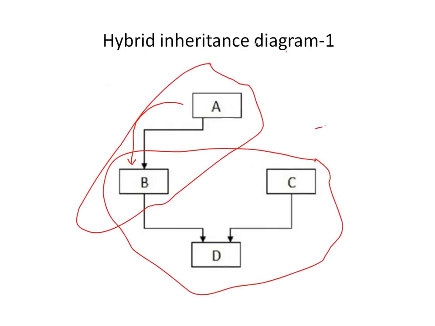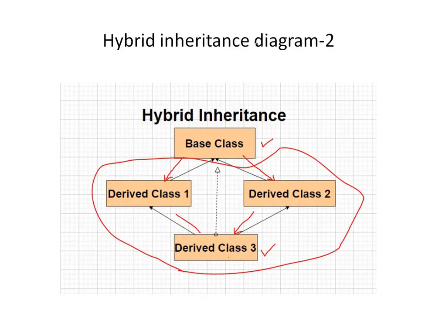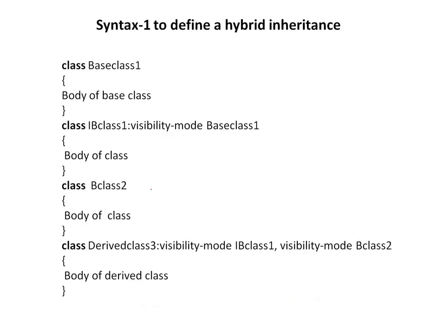Now in this diagram, here we have a path from A to B and B to D. If you take the path from A to B and B to D, here D is the bottommost derived class, A is a base class and B is an intermediate base class. Now if you take the path from C to D, here C is a base class and D is a derived class. Now this is the syntax 1 to define the hybrid inheritance.